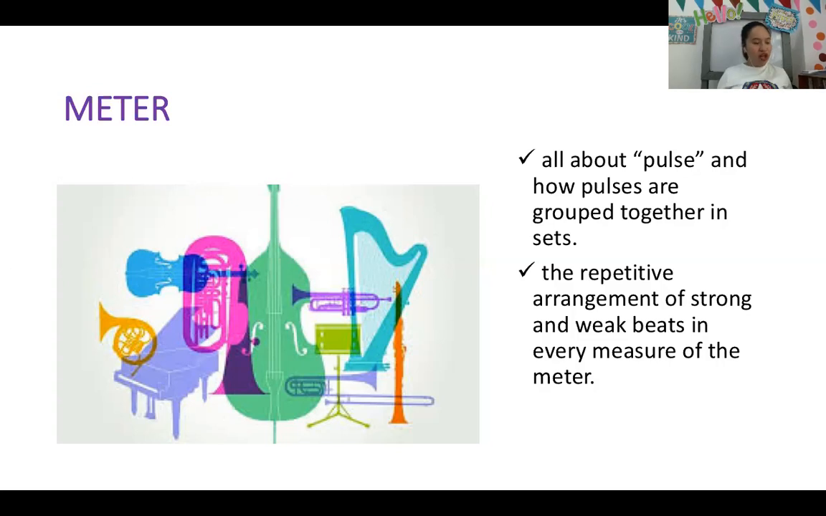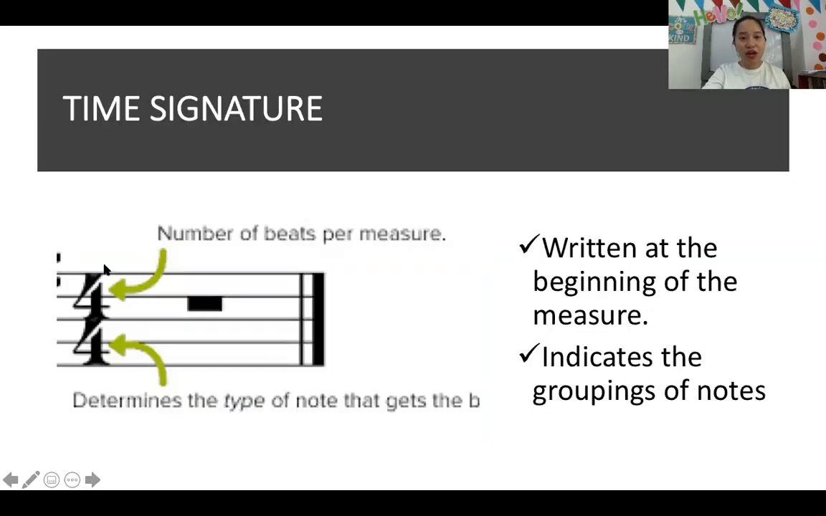So shall we continue? You have learned that the time signature is written at the beginning of the measure. I hope you still remember. Now, this is written at the beginning of the measure and it indicates the grouping of notes.